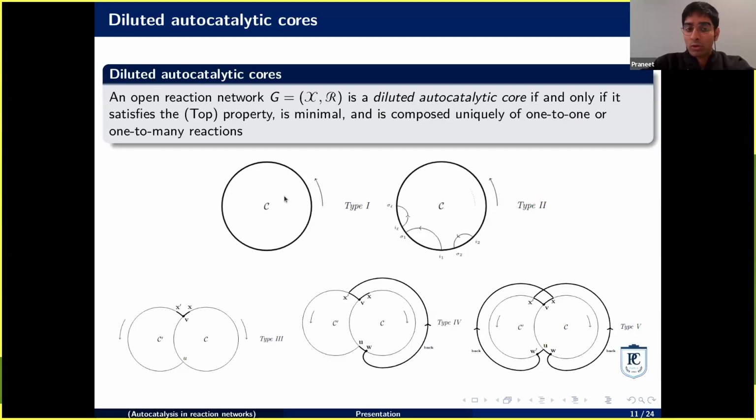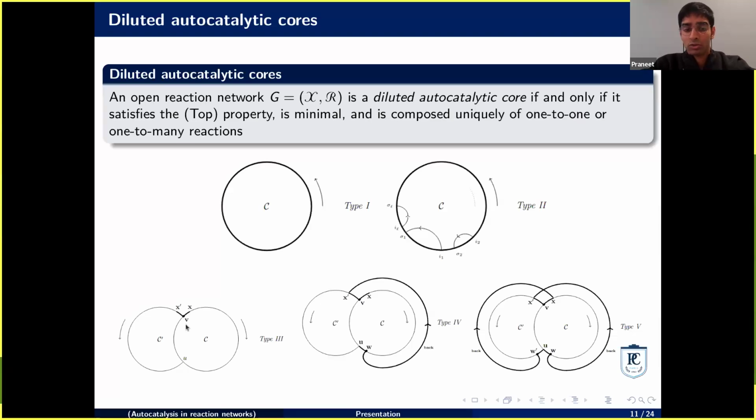In type 1, the one-to-many reaction is the doubling or multiplicating reaction. In type 2, the one-to-many reaction is this back branch that happens. And then we show that there's no other minimal structure which can satisfy top except these two for a single cycle. And then we move on to the double cycle case where there are two cycles which are intersecting.